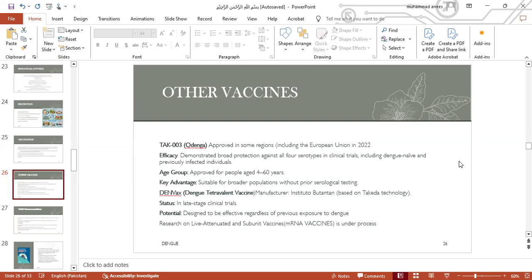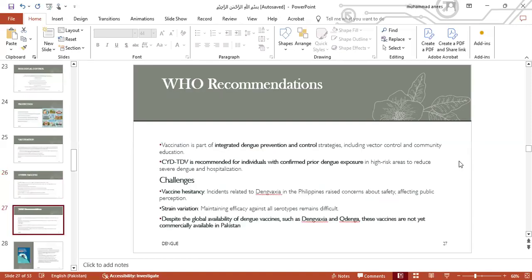Another one which is in clinical trials is Butantan-DV, a dengue tetravalent vaccine. It is based on the same technology as Qdenga. It is in late stage clinical trials designed to be effective regardless of previous exposure to dengue. So there is going to be research on live attenuated and subunit vaccines like messenger RNA vaccine, and some more vaccines can be seen in future too.